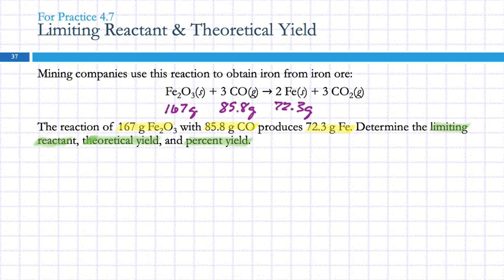I'm supposed to find the limiting reactant and the theoretical yield. I can't really find the limiting reactant until I find the theoretical yield, because I have to find out which one gets used up. So I need to find the theoretical yield. Well, this one has two products, right? Which product are we interested in here? The iron or the carbon dioxide?